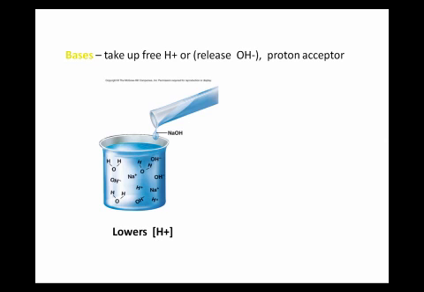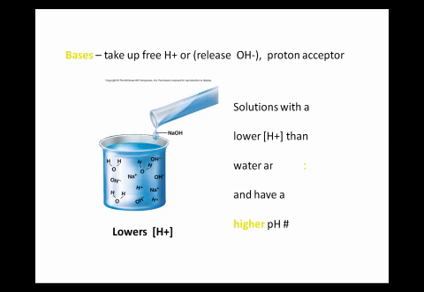Now in our diagram here, our example is sodium hydroxide, NaOH. If we add sodium hydroxide to water, the sodium and the hydroxide ion will dissociate. That OH- is going to pick up any free proton in the solution and form water, H2O. And so this is going to lower the proton concentration of the solution.